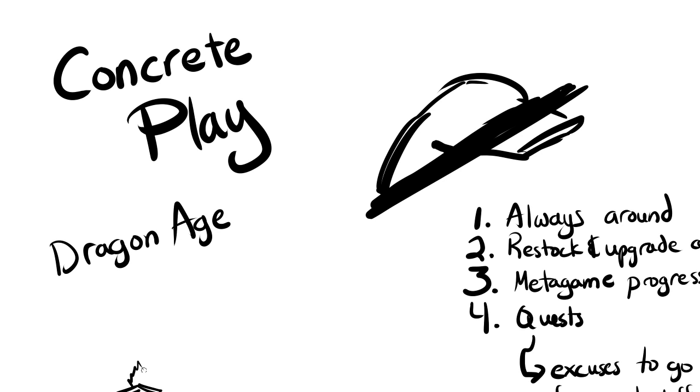Did you figure it out? I think you probably figured it out. The hub world in Dragon Age is the camp. The camp is always available to you wherever you go. It's full of the people you know, and it does all of these exact same things. It is literally exactly the same as the Normandy.